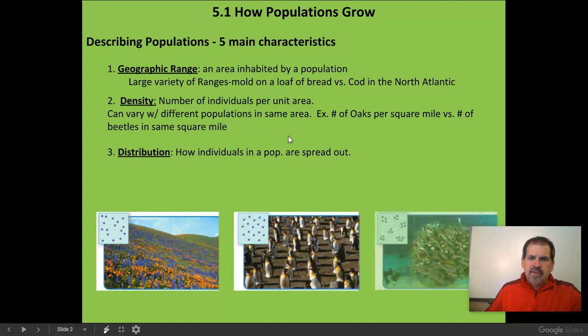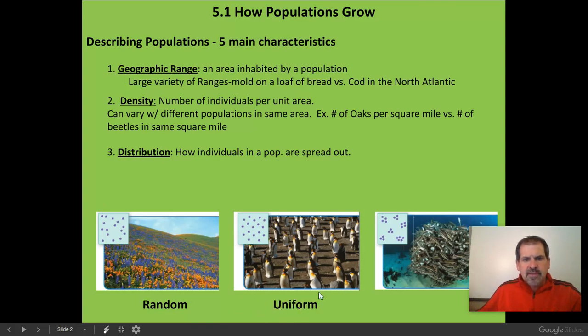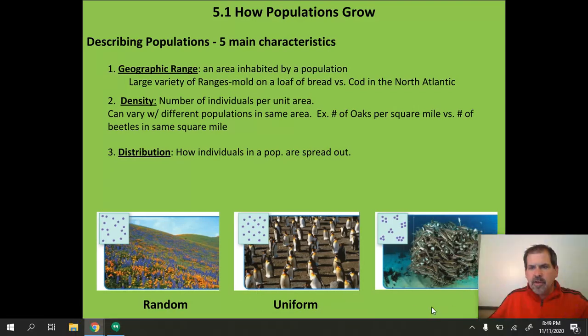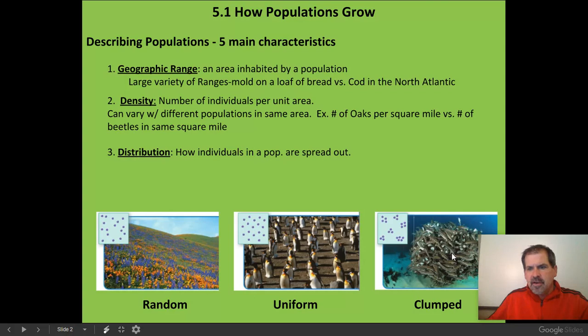So this one, and this one, these are labeled random. So this is just random. As you can see, these flowers are somewhat random on this mountainside. Here we have some Gentoo penguins that have uniformly spaced themselves apart. And then here we have what looks like an anchovy ball of some fish that are clumped up.